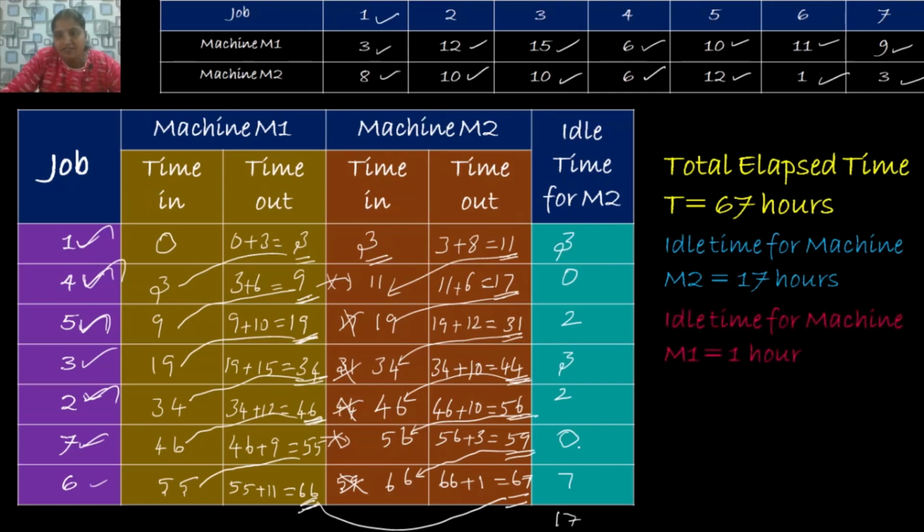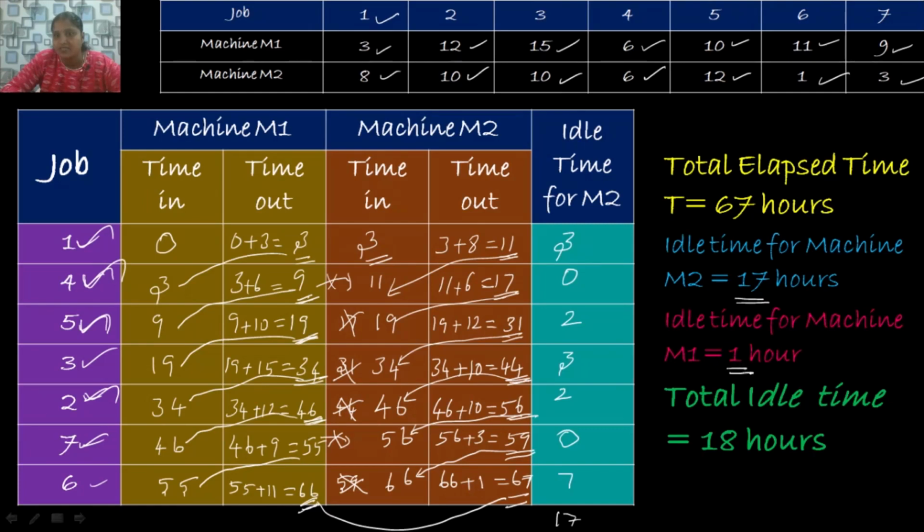So the idle time for machine M1 is 1 hour, and the idle time for both the machines M1 and M2 is 17 plus 1, 18 hours. So the total elapsed time for the given problem is 67 hours, and the idle time for machine M2 is 17 hours, and for M1 is 1 hour, and the total idle time for both the machines is 18 hours.